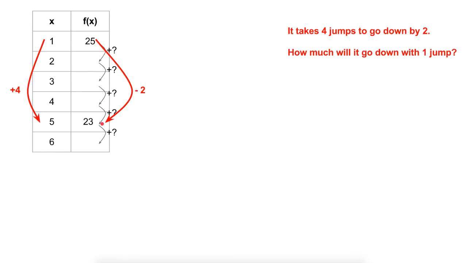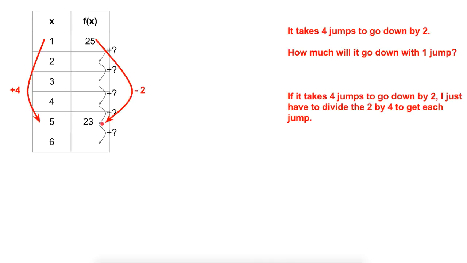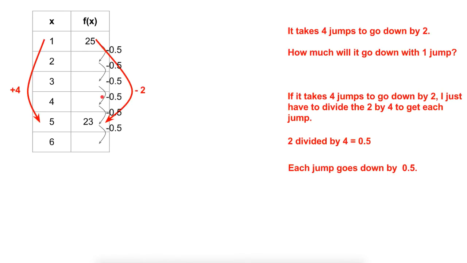We need to figure out how much each of those jumps is. So we can just divide the negative 2 by 4. Right? We're dividing this big jump up into 4 equal parts. So negative 2 divided by 4 is going to be negative 0.5. In other words, each jump goes down by 0.5. There we go. Well, now we have something familiar.